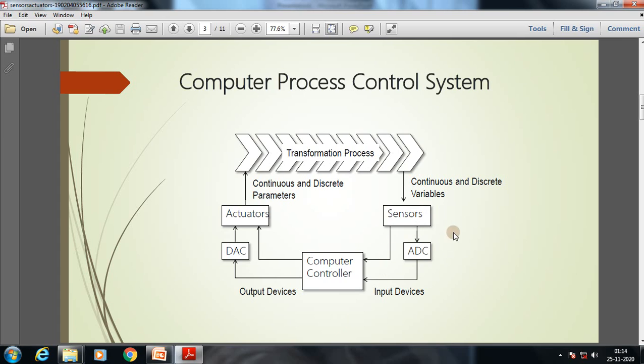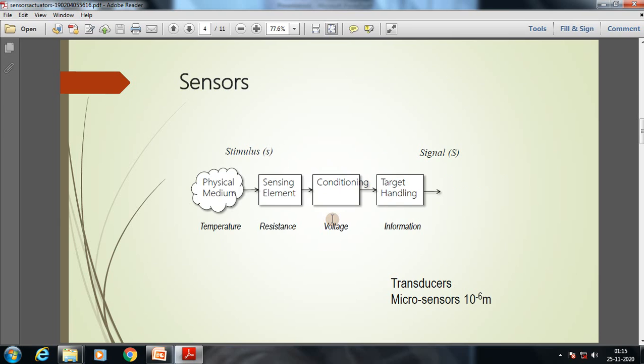So actual signals are stored in a computer controller in digital format, and from that digital format we can retrieve the actual signals using the actuators. Okay, so these are the basic functions of sensors and actuators. So let's take a deep dive into how the sensors and actuators work or function.